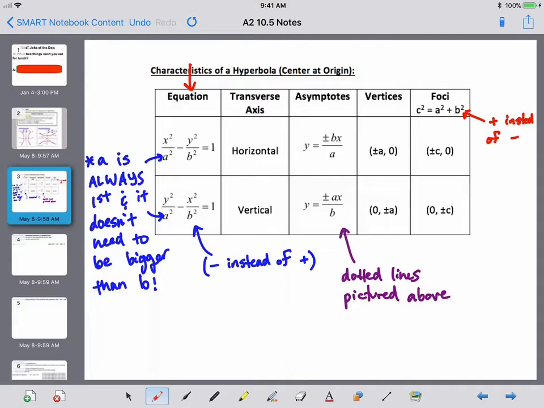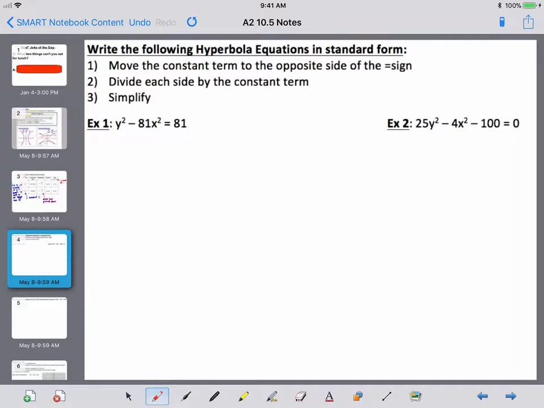Alright, so we've got these steps here. The first is always get the constant term on one side of the equal sign. Well, you can see that's already the case in example 1. So now we can just divide each side by the constant term. In this case, our constant term is 81. So we're going to divide all terms by that. So we end up with y squared over 81. And you can see here 81 over 81, that's going to reduce down to x squared over 1. And now it equals 1. You always have to have equals 1 for the equation to be in standard form.